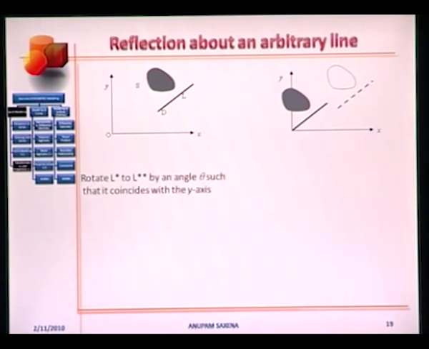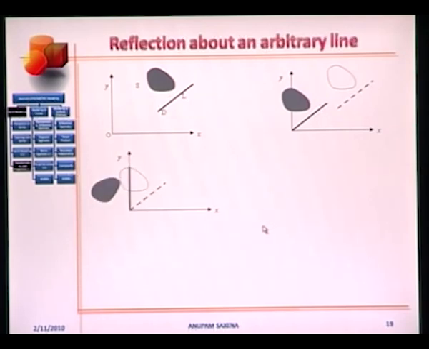Step 2. Rotate L star to L double star by an angle theta such that this line coincides with the y-axis. This is the operation. This line is rotated by an angle theta to coincide with the y-axis. Notice that the patch S has also been rotated accordingly. Step 3. Reflect S about the y-axis.